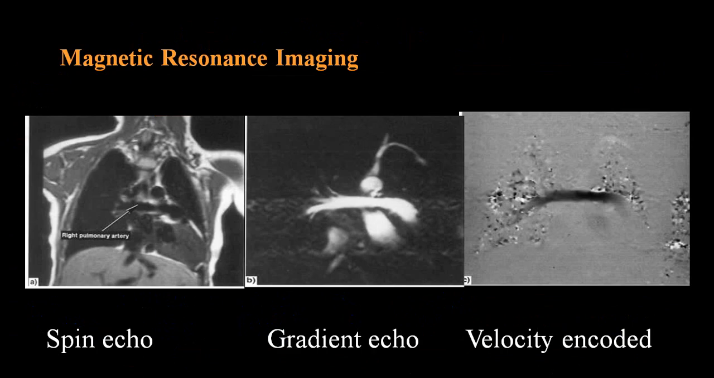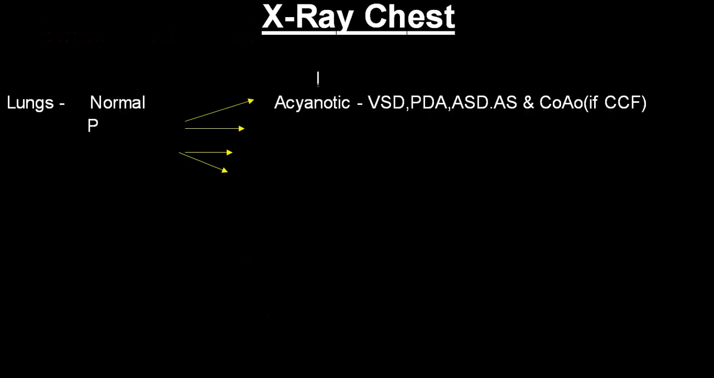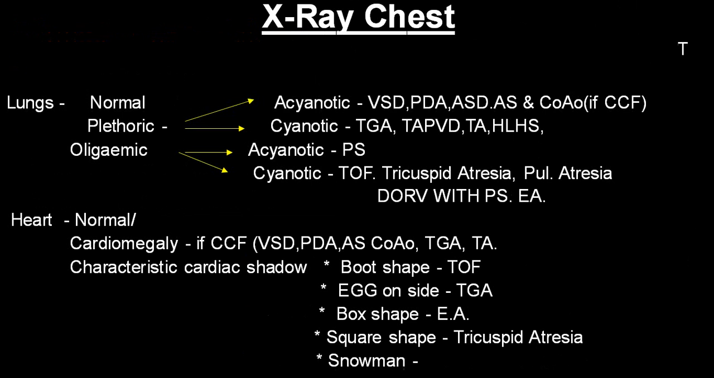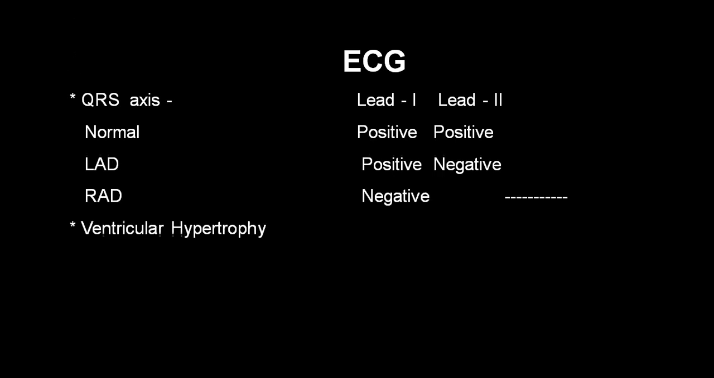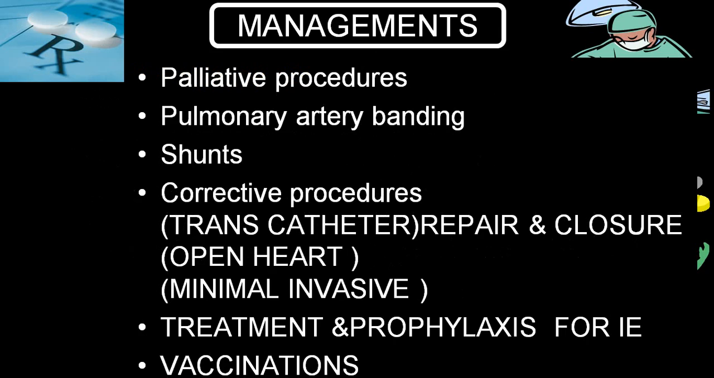You can use spin echo, gradient echo, velocity encoded echo, etc. There are multiple different types of modification in echocardiography. X-ray chest, I've already told you, you can identify the size, shape of the heart. You can look at the pulmonary congestion, oligemia, plethora, etc. Bony rib notching. ECG we have already mentioned, axis, hypertrophy of different chambers, cardiac catheterization.